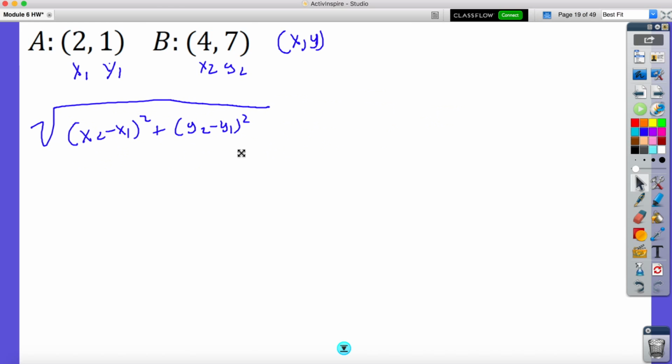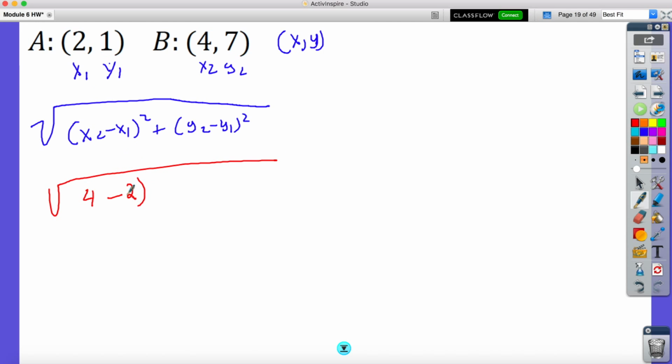So now that I have these values, let me go ahead and move the formula box over here. And we're just going to plug these in. So I'm going to have x2, which is 4. So the square root of 4 minus 2. And I'm going to square that. And then we're going to add that to my y2, which is 7 minus my y1, which is 1. And we're going to square that as well.